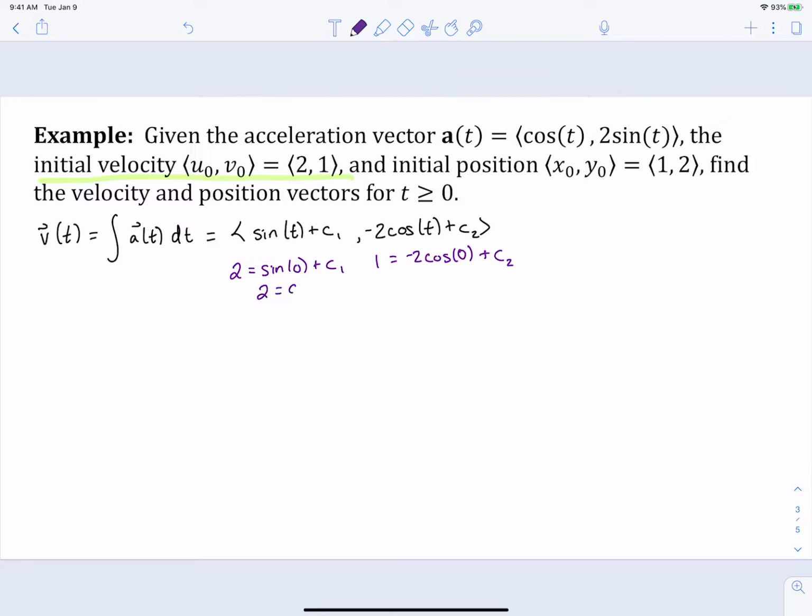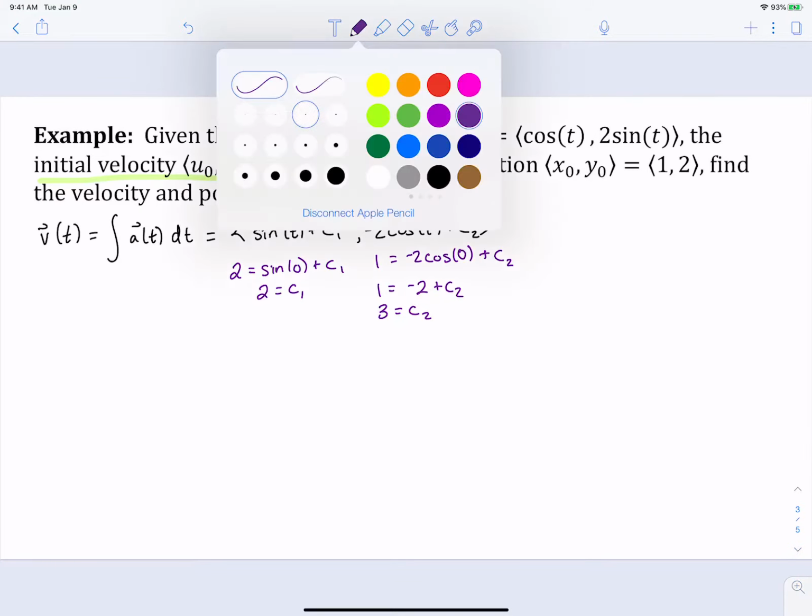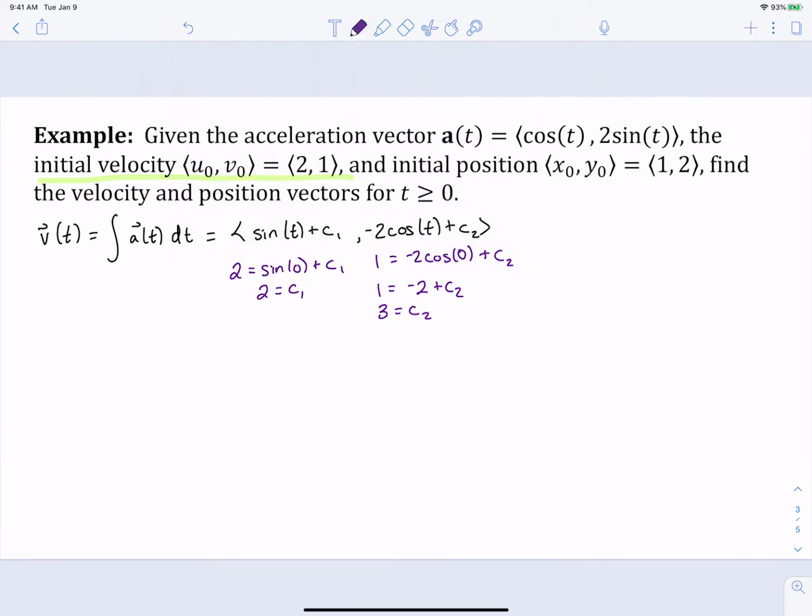So sine of 0 is 0. So that first constant is 2. Here, cosine of 0 is 1. So we get that, and adding 2 to both sides, we get 3. So our velocity function is going to be sine of t plus 2, and then negative cosine of t plus 3. So there we are with our exact velocity function.